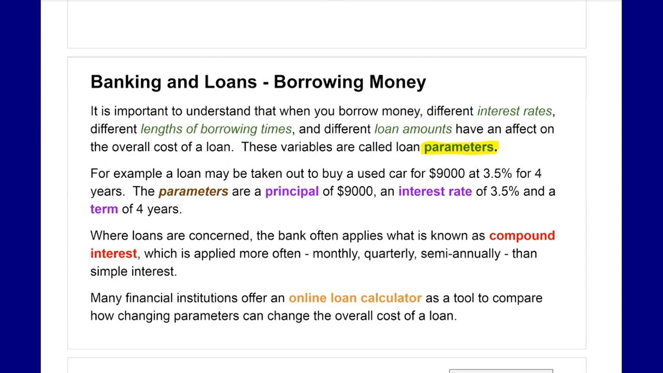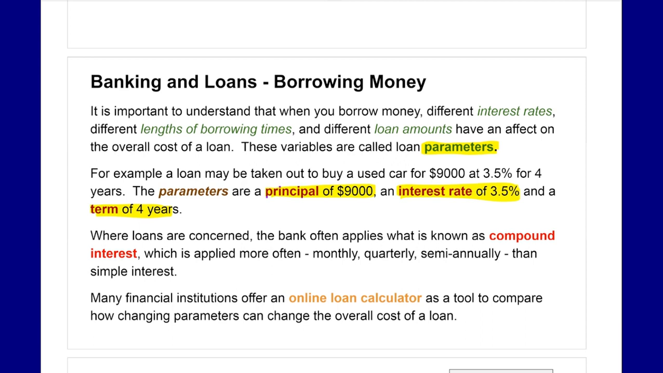So for example, a loan may be taken out to buy a used car for $9,000 at 3.5% for 4 years. The parameters are one, the principal, which is how much you took out, the interest rate, and the term, how long you're going to take to pay this back.